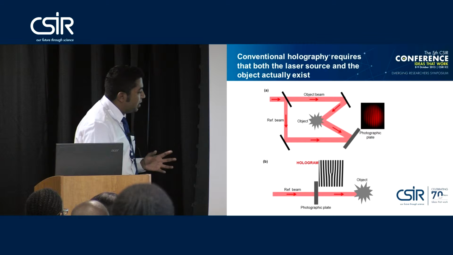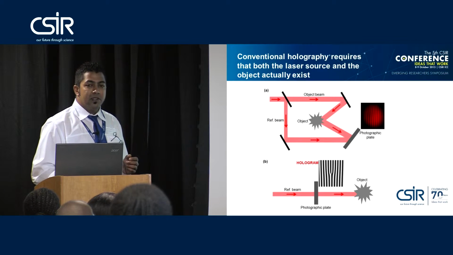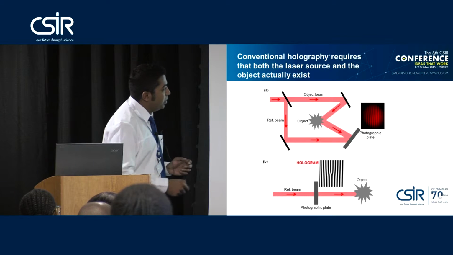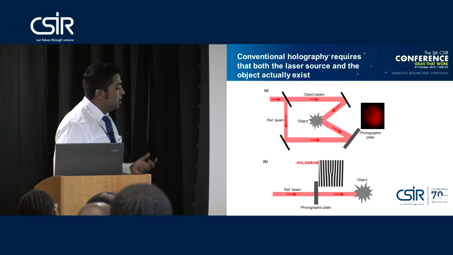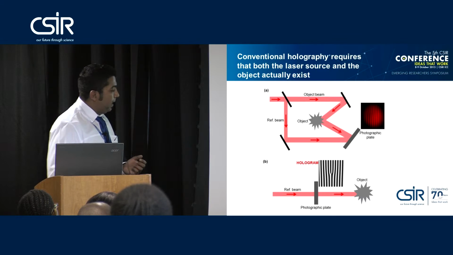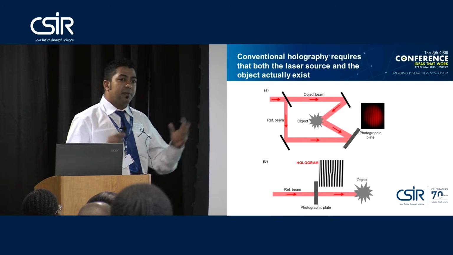And if you want to view what the object looks like, you'll then shine the reference beam through this photographic plate. But in digital holography, we don't need the object to actually exist, because the object in our case would be a shape of light. And our photographic plate is what we would term the digital part of it.